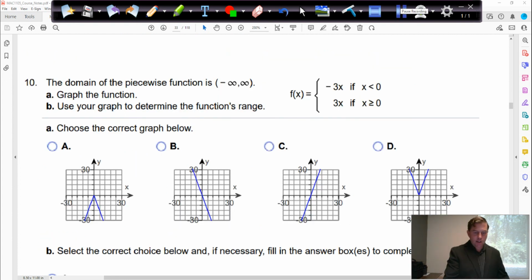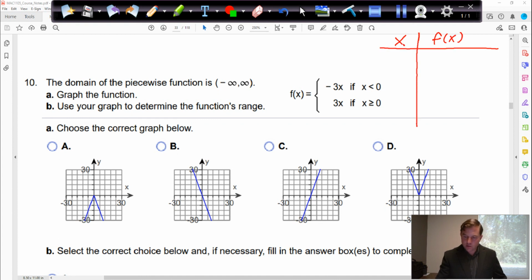Okay, for 10, we are given two piecewise functions. So it says when x is smaller than 0, use negative 3x, and when x is bigger than 0, use positive 3x. So to solve these, first I need a picture. Once I have the picture, the rest is pretty simple. We're going to pick x values and solve for f of x values. And I like to use a couple negative, minus 3, minus 2, minus 1. Always use 0, use 1, 2, and 3.